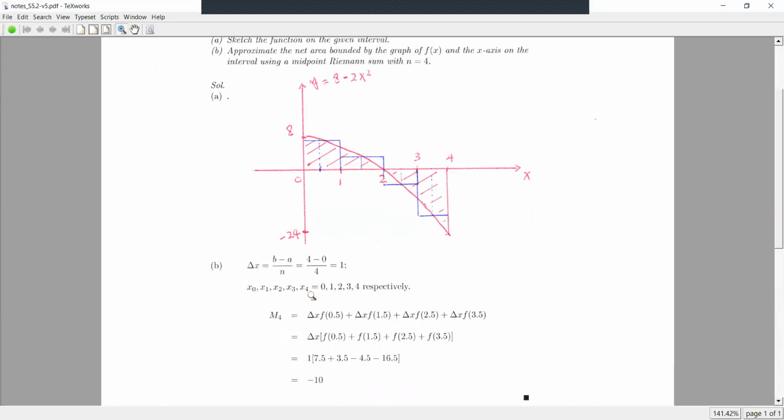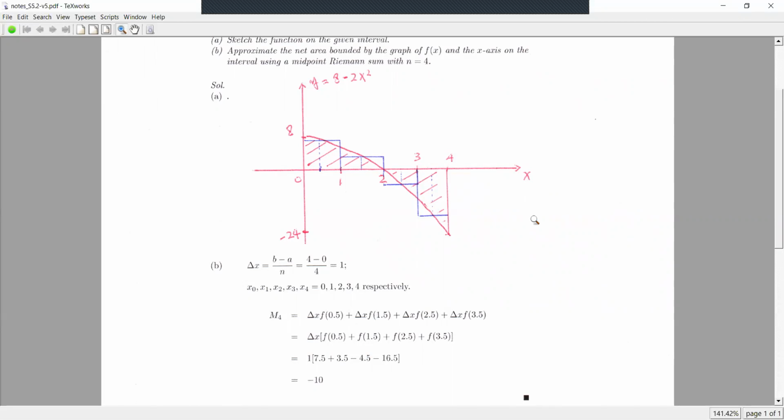The cutting points: x0 is always the left endpoint of the interval. In this example, the interval is 0 to 4, so x0 is 0. x1, this point, is 1. This is 2, x2, and x3 here. x4 is the last cutting point. The last cutting point is always the right endpoint of the interval. It is 4. Okay, now build rectangles.